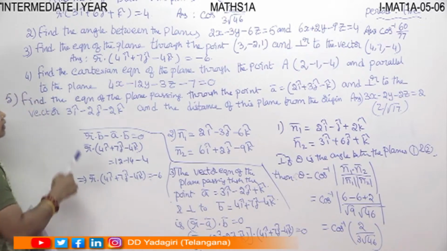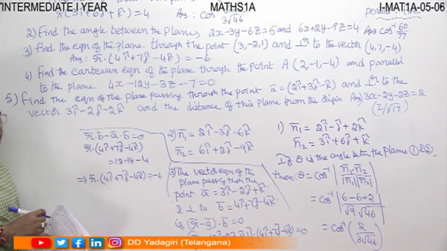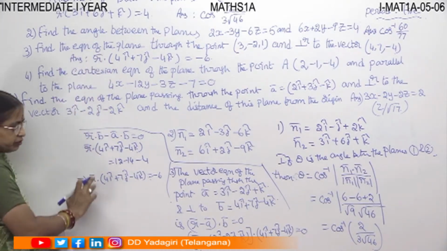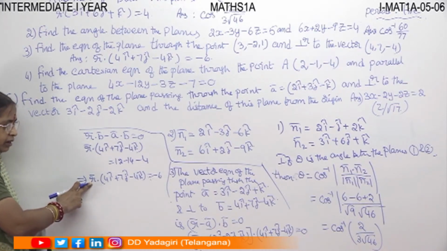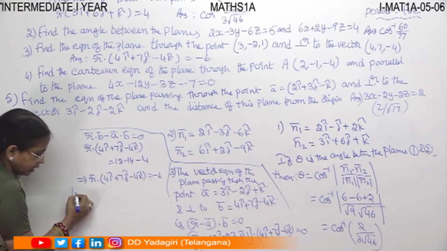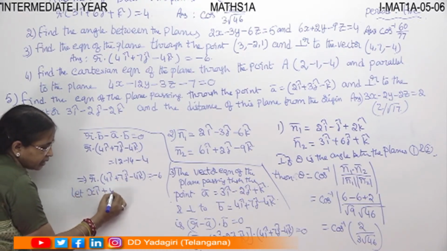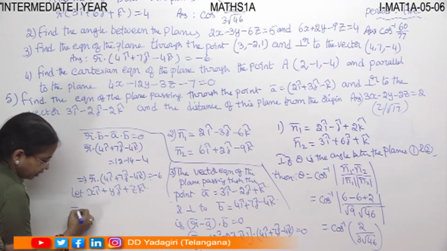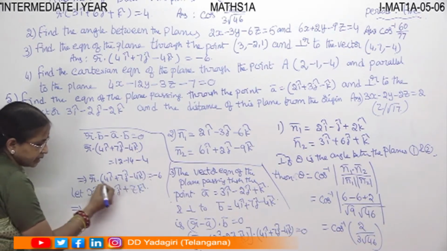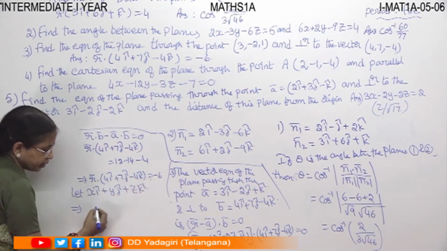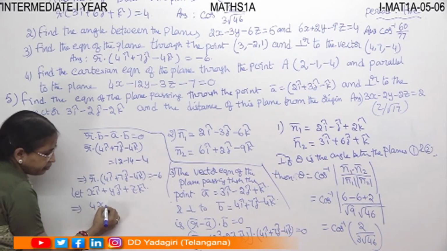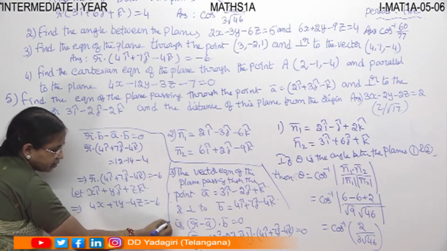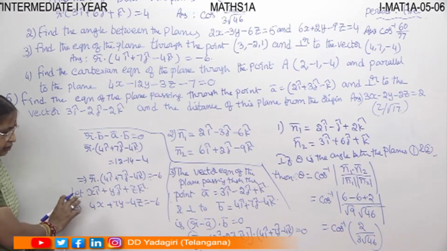This is the answer. But here he mentioned find the equation of the plane. When it is a vector equation, this should be the answer. When it is the equation of the plane, you must write r in the Cartesian form, as xi plus yj plus zk, and then substitute here. So the equation becomes (xi plus yj plus zk) dot (4i plus 7j minus 4k). When you simplify, it will be 4x plus 7y minus 4z is equal to minus 6. So this is the Cartesian form of the equation.